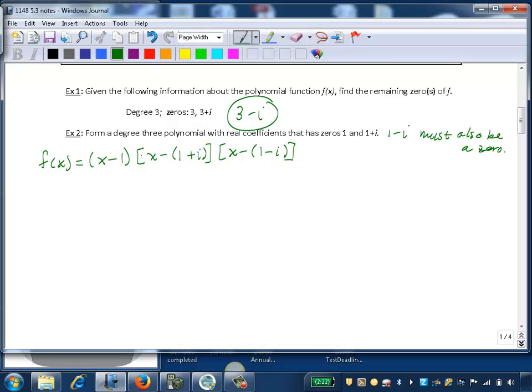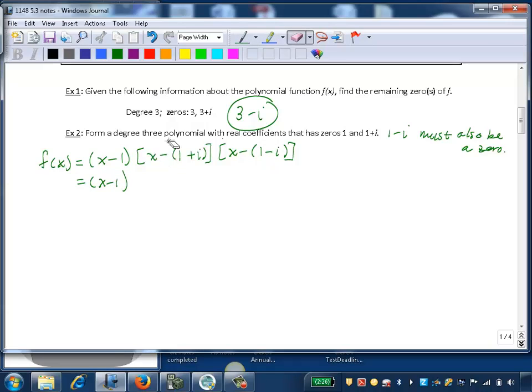So now we just need to multiply all this out, and I would definitely recommend pairing up the imaginaries. So I would pair up these two and multiply these first and then distribute the x minus 1 through. Rather than taking x minus 1 through one of these, I would take the imaginaries together. So I'll rewrite my x minus 1.